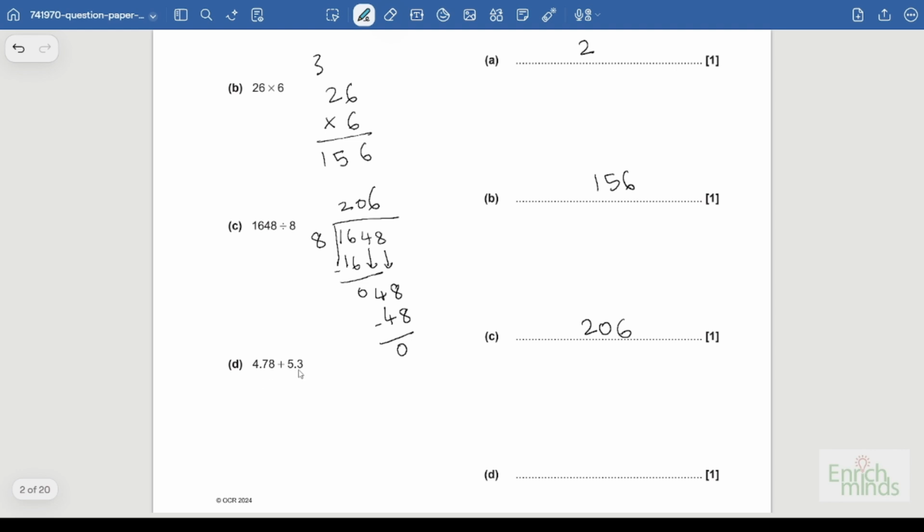4.78 is getting added to 5.3. So the sum of these two decimals. Make sure you align the decimals properly. So there is a 5 and a 3. I'm putting a 0 in the empty spot.